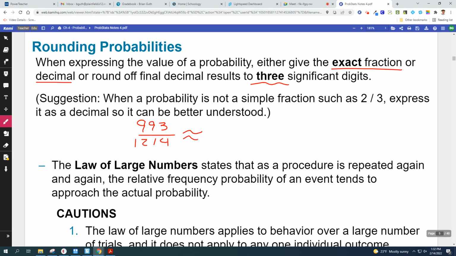And so to me, my question is always going to be, which is easier to look at? Would I rather look at the fraction or would I rather look at the decimal? Sometimes it'll be one and sometimes it'll be another. If it's a nice, easy fraction like 2/3, we might rather just write 2/3. 1/2, we like that. But crazy looking fractions, we're probably going to want to use the decimal.